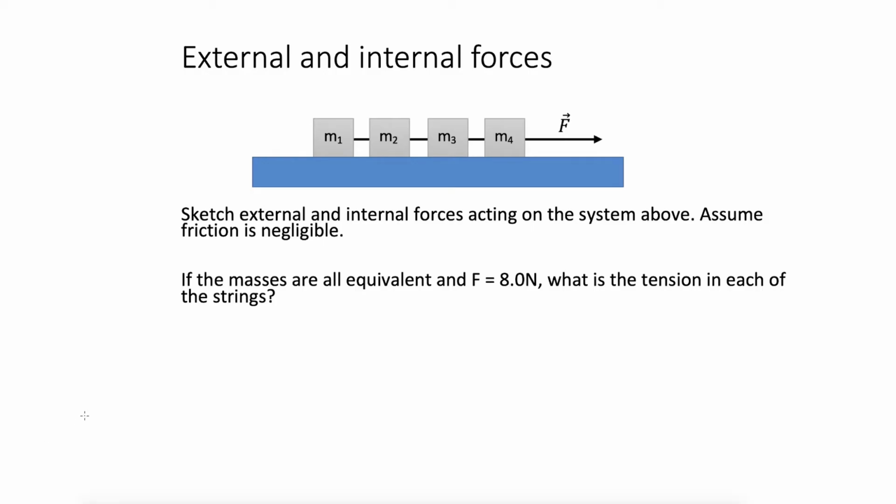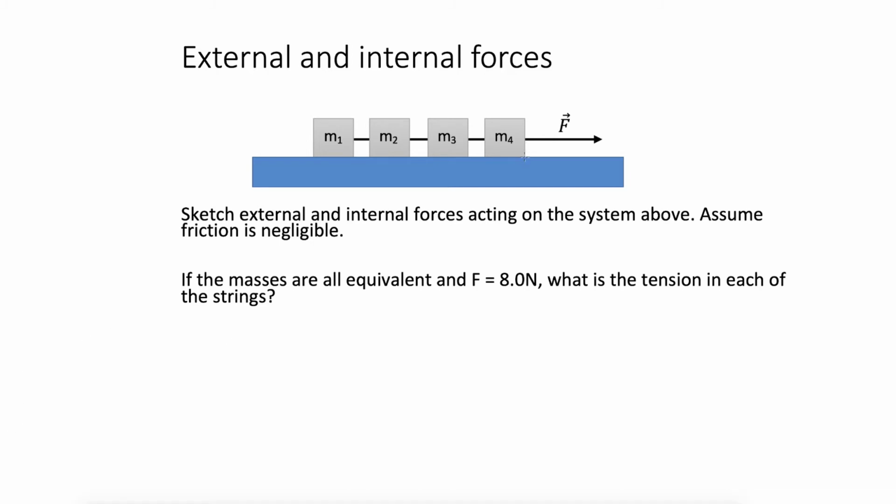Okay, so now we're going to look a little bit more at external and internal forces. So generally when we're considering total forces acting on bodies, we can ignore the internal forces. So imagine that we had this series of 4 masses all joined with pieces of string, and then we pulled it along this way with some force F. And we're told that we can assume that friction is negligible, and we need to sketch external and internal forces acting on the system above.